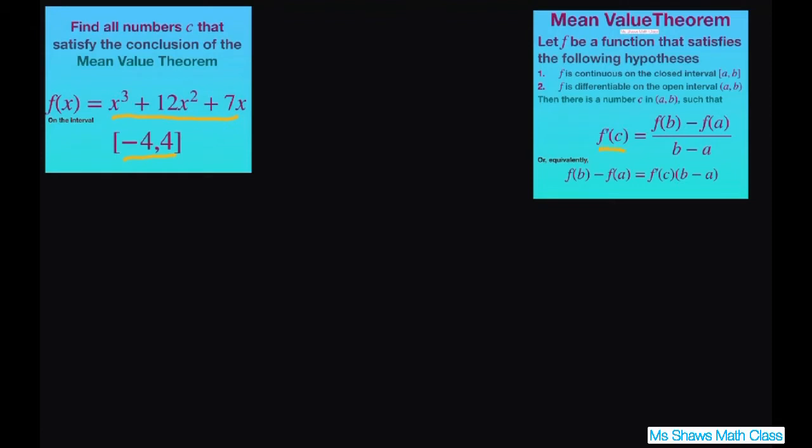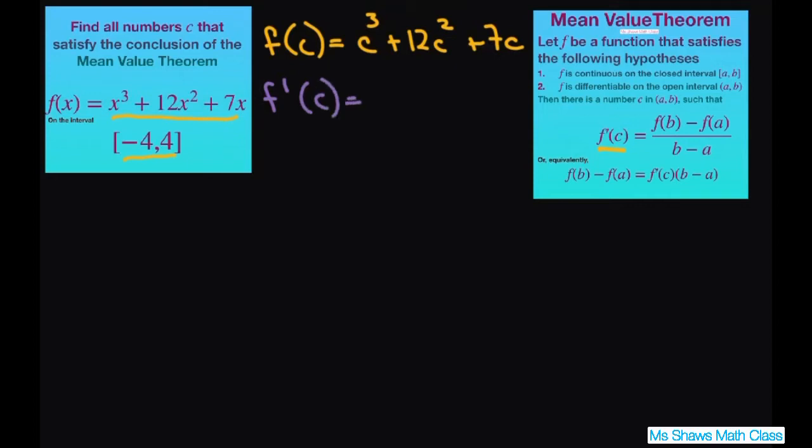So we can use our formula here, and let's write this as f prime of c equals... So we need to find the derivative of our function, and that's going to be 3c squared plus 24c plus 7. So this is the part we're going to put on the left-hand side of the equation. Now we have to evaluate f of b. This is your a comma b.